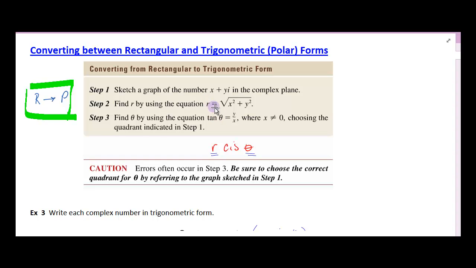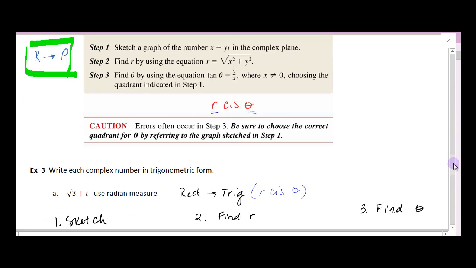You need the r and theta so that you can plug it into this form right here. So you can look at it there. Now, because most of the errors occur in step 3, in other words, putting theta in the wrong quadrant, that's why we're going to go ahead and draw the picture first. So let's look at 2 examples together to do this.